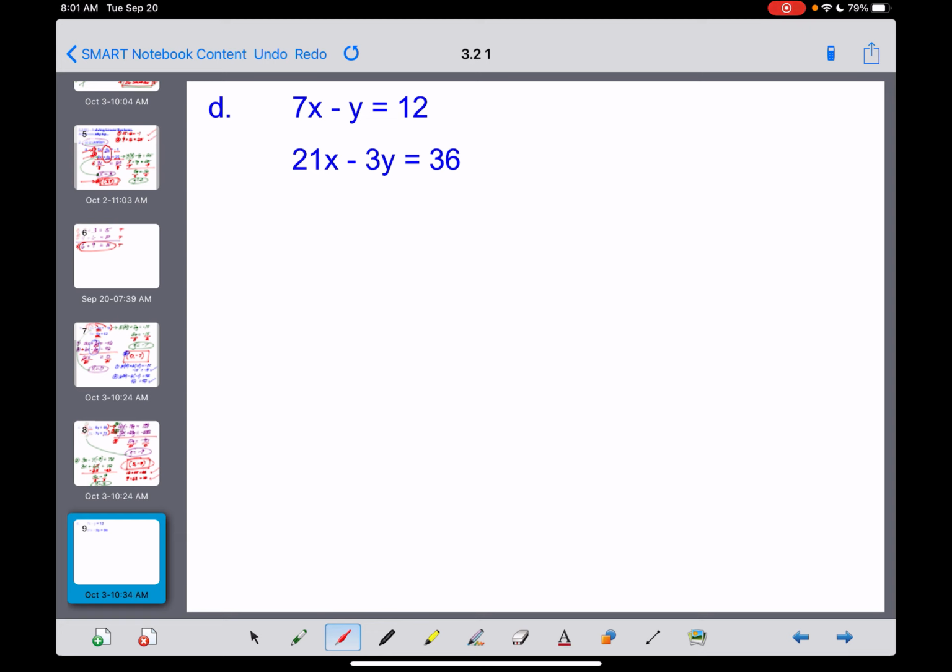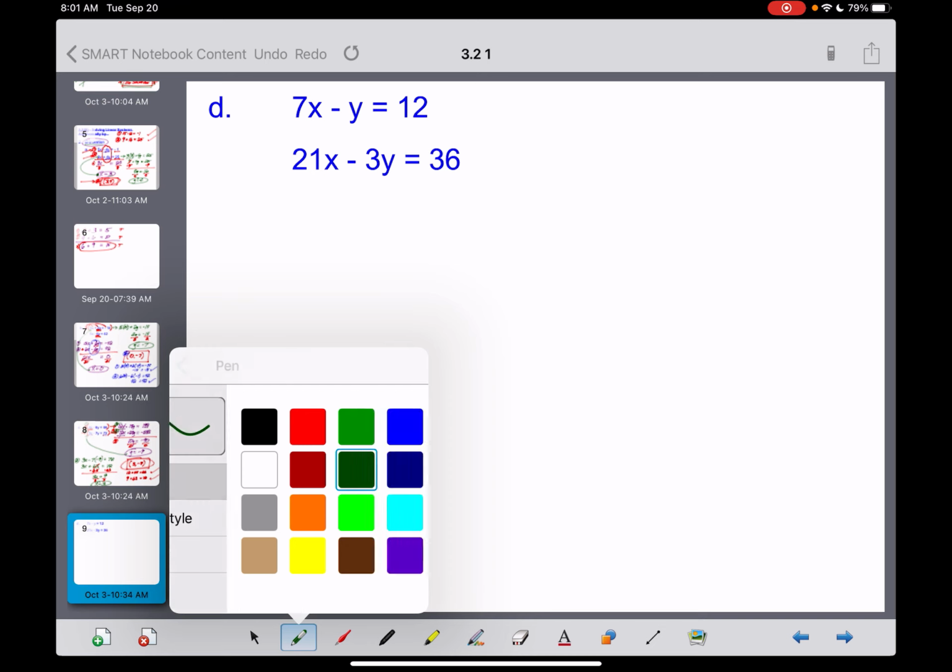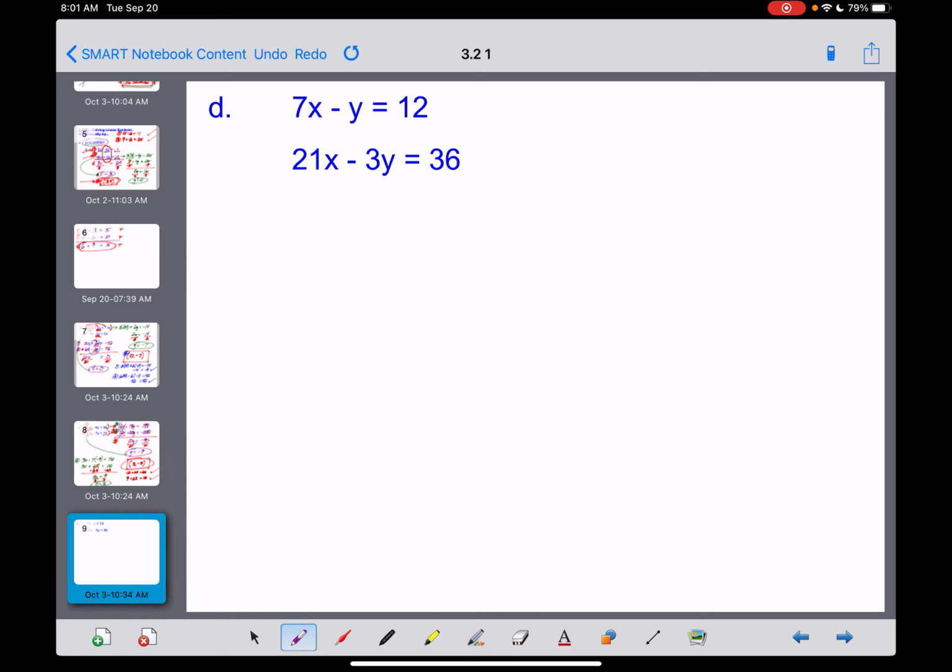Okay, we did not get super lucky here just yet. We did not get coefficients that were opposites of each other at the beginning of this problem. So, kind of like example B, I think, we're going to have to find out which one to multiply by here and by what, and maybe both, in order to get things to cancel out. So, let's take a look at our coefficients. 7 and 21, the smallest number they both go into is 21.